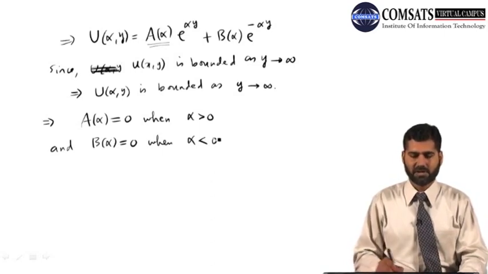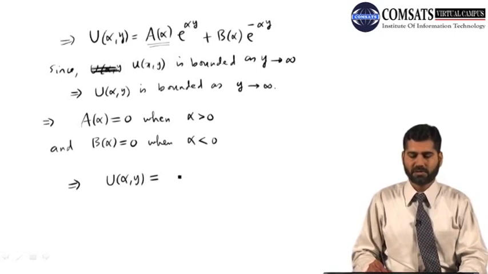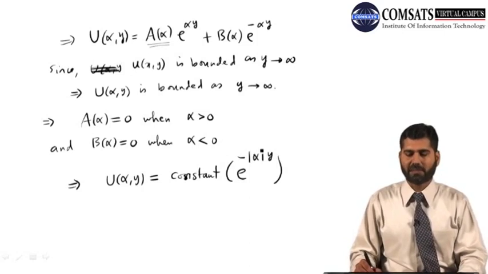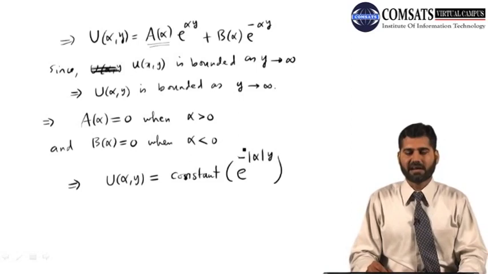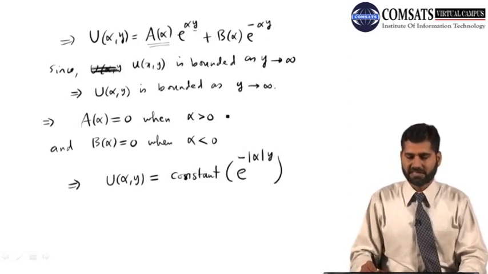All right, so this implies that U(alpha, y) should be equal to some constant times e to the minus absolute value of alpha times y. In both cases I'm getting either a constant times e^(alpha y) or a constant times e^(minus alpha y), depending on alpha positive or negative. This implies that U will become B times e to the minus absolute value of alpha y.